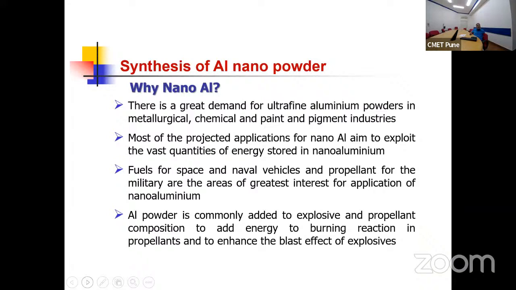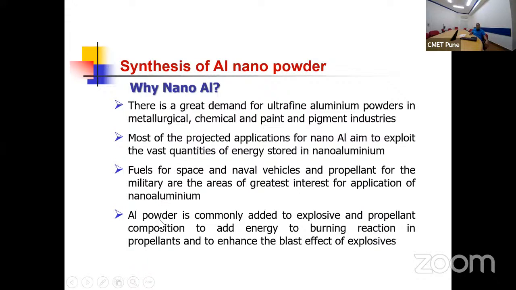Then we have also synthesized aluminum nanopowders. Why nano aluminum? There is a great demand for ultrafine aluminum powders in metallurgical, chemical, and paint and pigment industries. Most of the projected applications of nano aluminum exploit the vast quantity of energy stored in it. Basically, most of the nanoparticles of metals are highly reactive, so people want to use those particles as fuels for space and naval vehicles, as a propellant for the military. These are the areas of greater interest for application of nano aluminum.